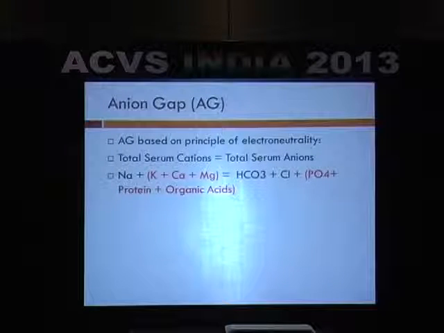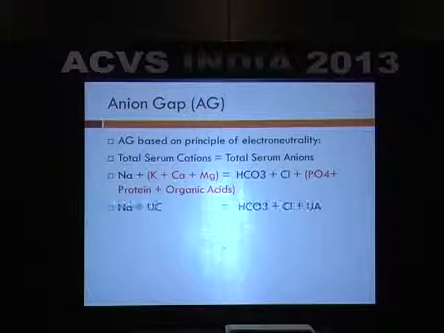And the total serum anions, if you look at it, the predominant anions in the blood are bicarbonate and chloride, and the other small anions are phosphate, protein and organic acid. So if you rewrite it, these small cations can be written as unmeasured cations, and the small amount of anions which are present in the body can be rewritten as unmeasured anions. So it is sodium plus unmeasured cations is equal to bicarbonate plus chloride plus unmeasured anions, which represent phosphate, protein and organic acid.